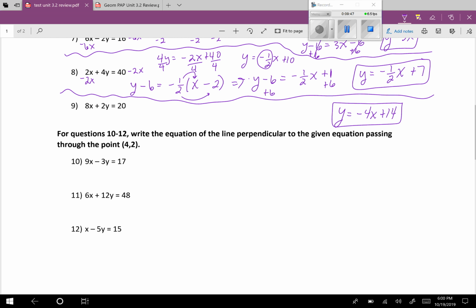Okay, now for these next ones, we have to write the equation of the line that is perpendicular to the given equation, passing through the point, this time (4, 2). So we have to first solve this for y. So first, minus 9x from both sides. So we have negative 3y equals negative 9x plus 17. And then now divide by negative 3.